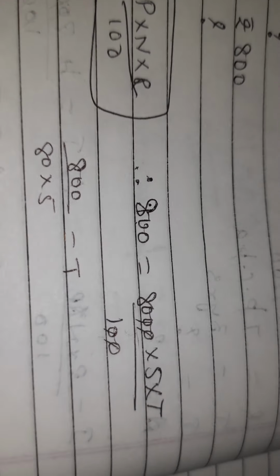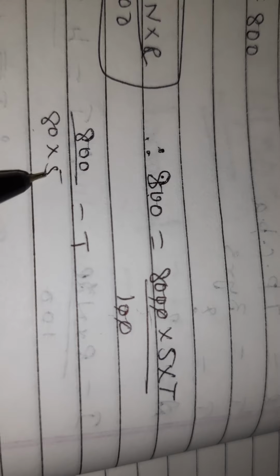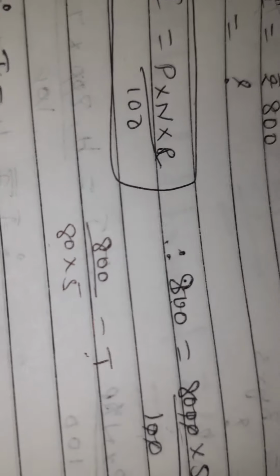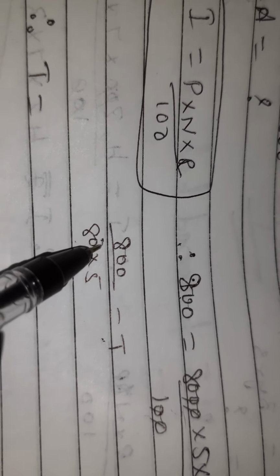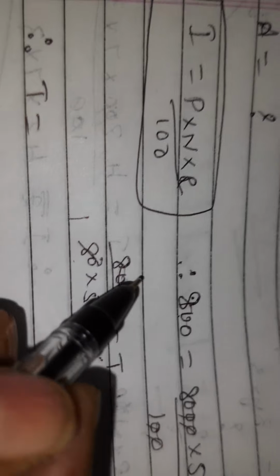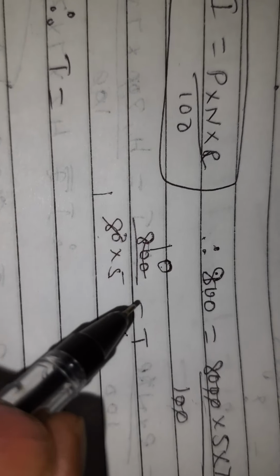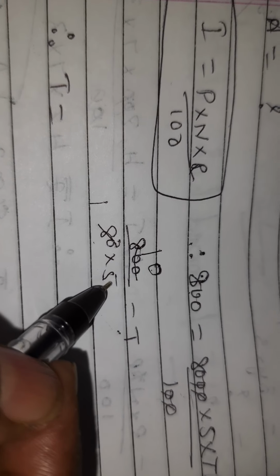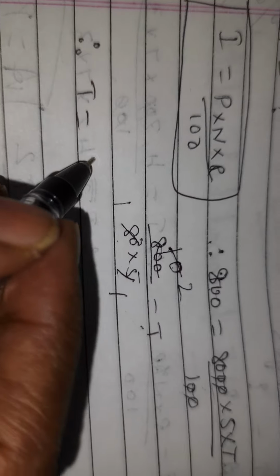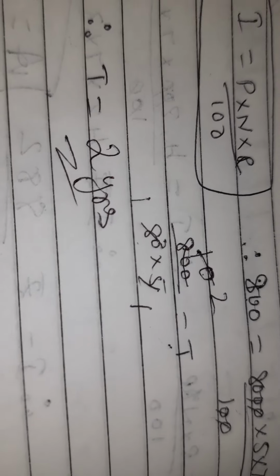Okay. So that is 800 divided by 80 into 5 is equal to T. So here therefore T is equal to, you can cancel here itself, 80 ones are 80, 80 zeros are 0, or 80 tens are 800. Then we can cancel 5. 5 ones are 5, 5 twos are 10. Therefore T we get as 2 years. Okay, T we got as 2 years.